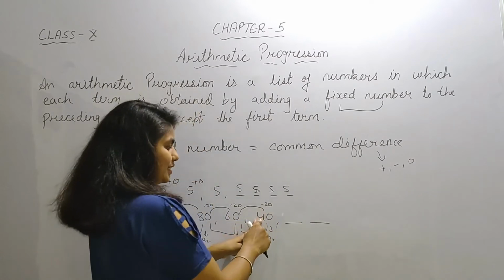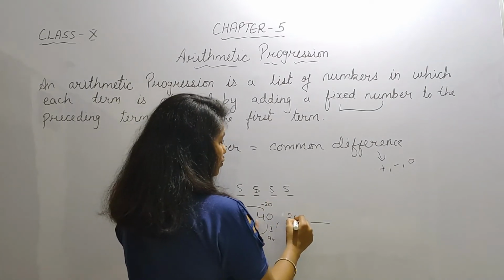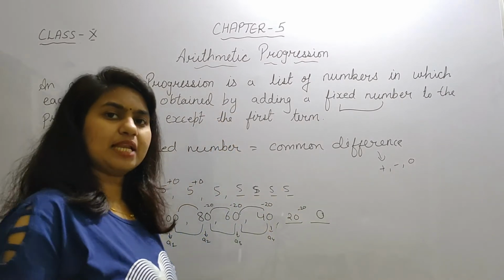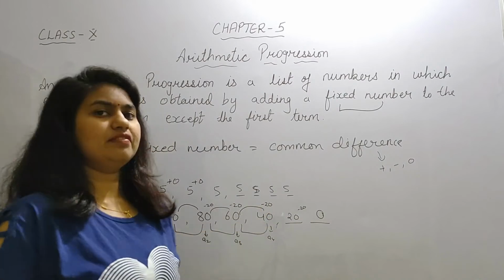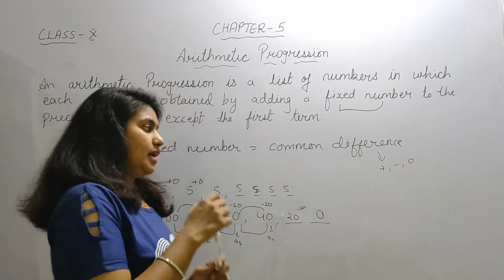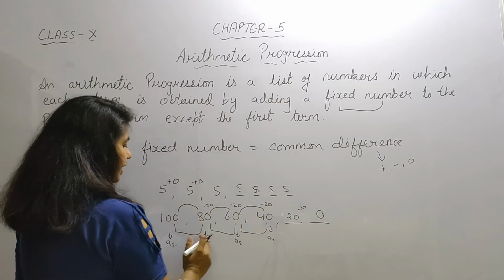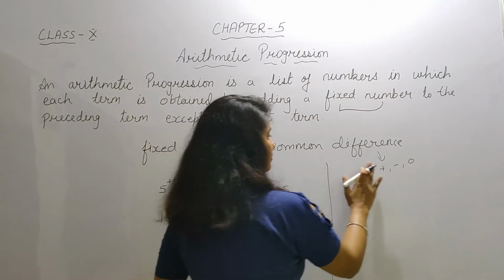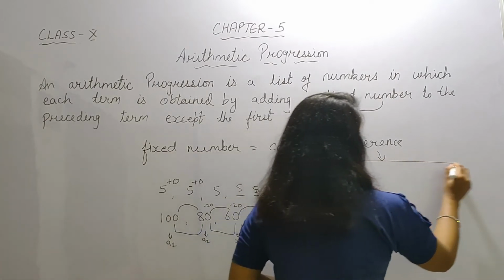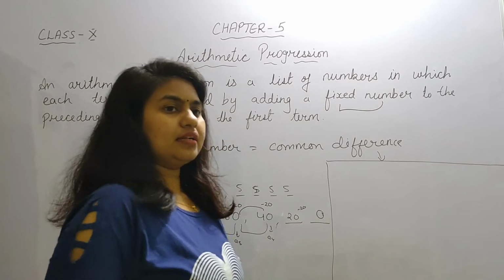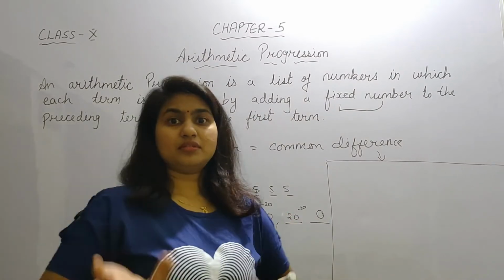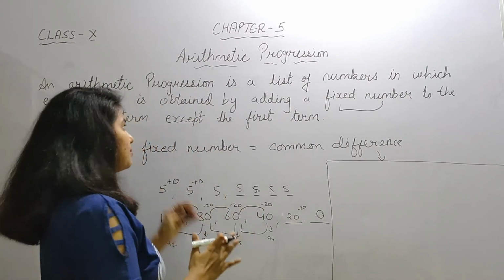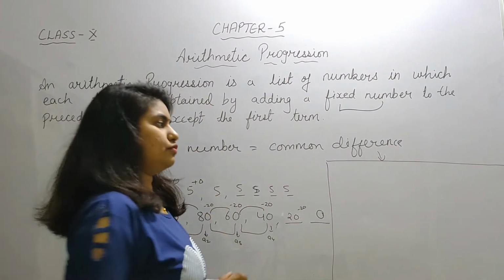So if I do minus 20 in 40, I get 20, and then minus 20, I get 0. So the difference can be positive or negative as well. Here you understand the terms A1, A2, A3, A4, right? Now let's talk about the definition, where they have given that we get the next term by adding a fixed number to the preceding term, except the first term.